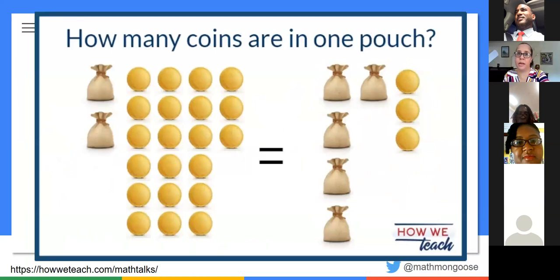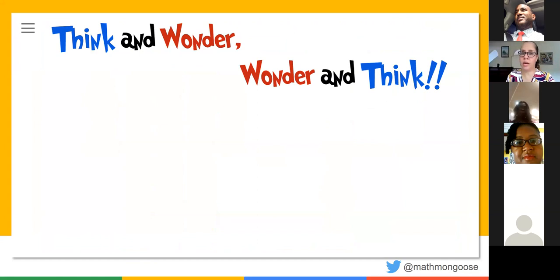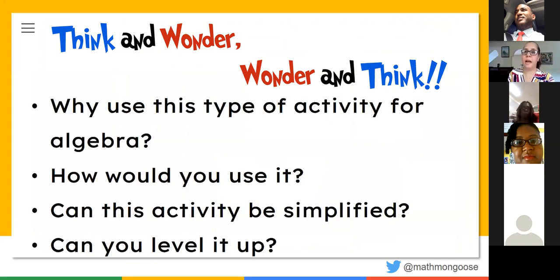All right. How about if we do something like this? How many coins are in one pouch? The same kind of question, but it's getting a little bit more complex. So think and wonder, wonder and think. Is this type of activity useful for algebra? That's the question. And how could you use it? I'm not going to take any questions now. How could we use it? These are the questions you have to ask yourself. And can you simplify an activity like this, or can you level it up for students who are more advanced?